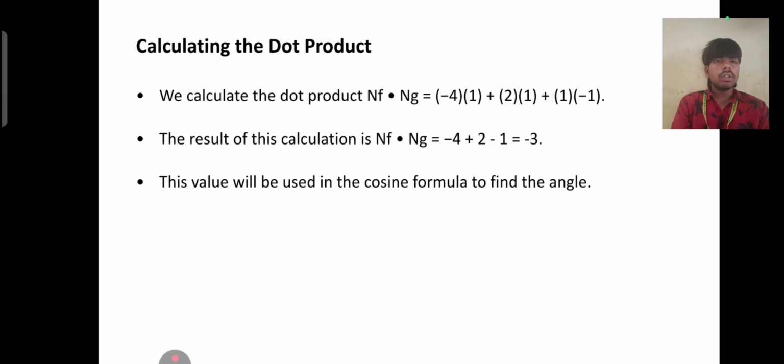Calculating the dot product. We can calculate the dot product nf · ng = (-4)(1) + (2)(1) + (1)(-1). The result of this calculation is nf · ng = -4 + 2 - 1 = -3. This value will be used in the cosine formula to find the angle.